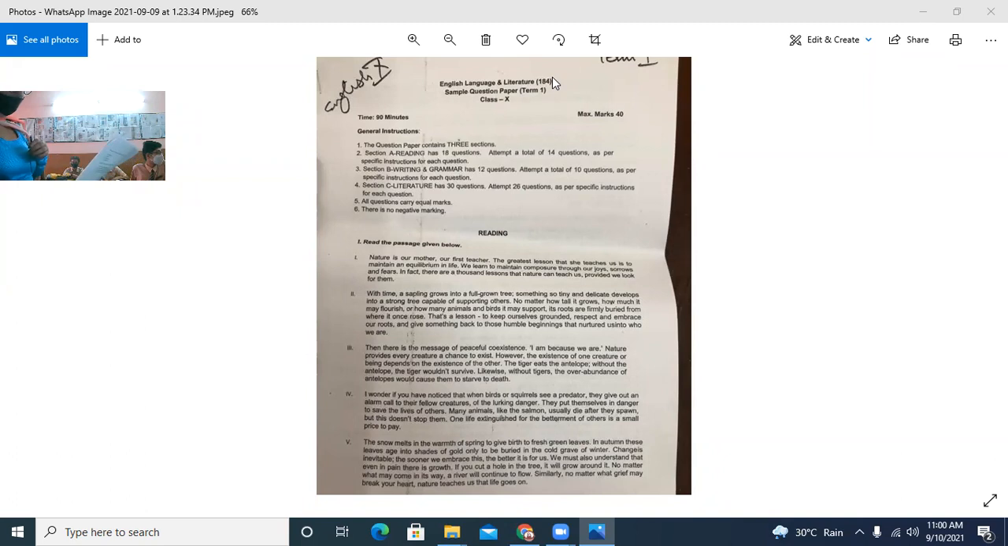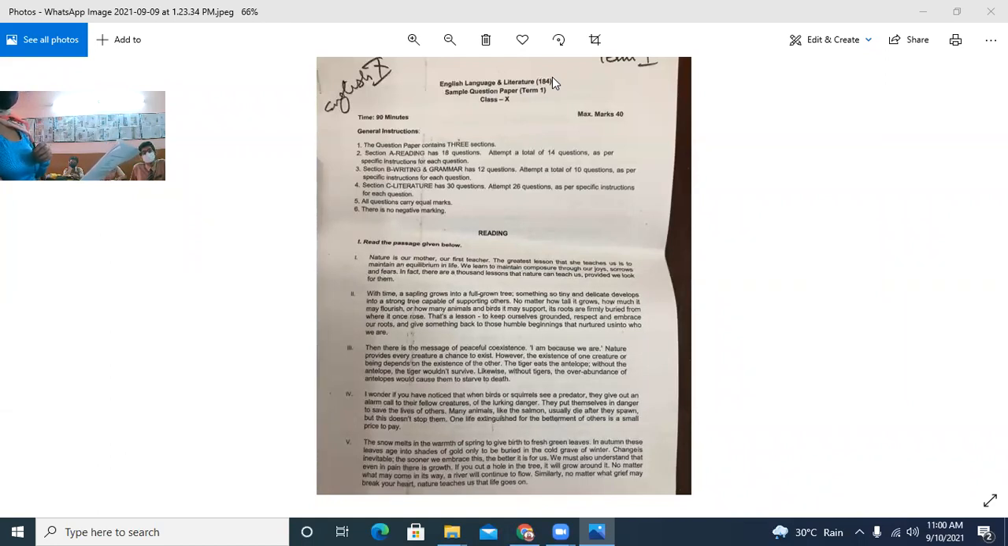So the next one is: the snow melts in the warmth of spring to give birth to fresh green leaves. In autumn, these leaves age into shades of gold, only to be buried in the gold grave of winter. Changes are inevitable, meaning unavoidable. The sooner we embrace this, the better it is for us. So here another aspect of nature is delivered: we should accept the changes in life.